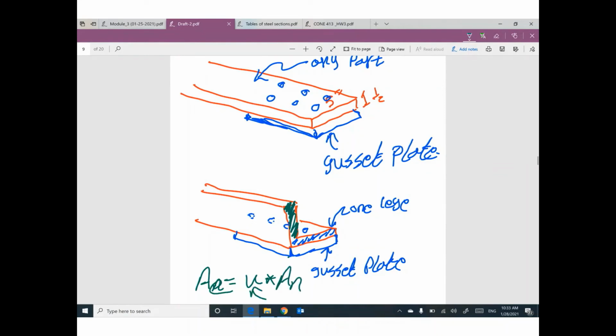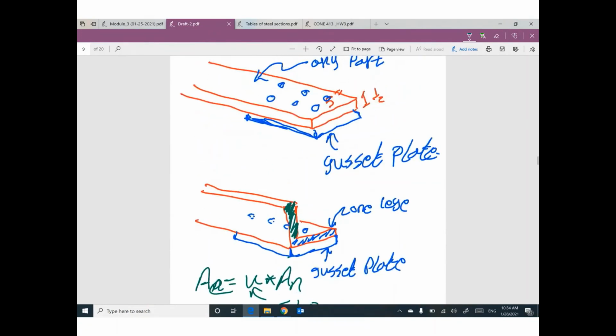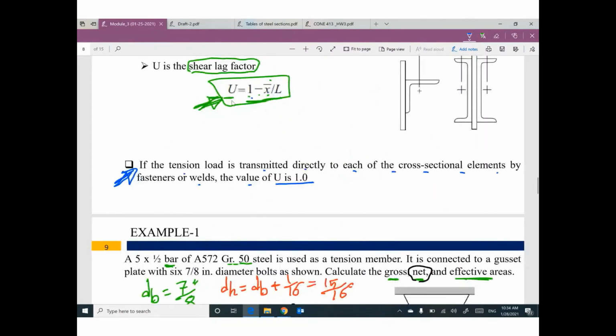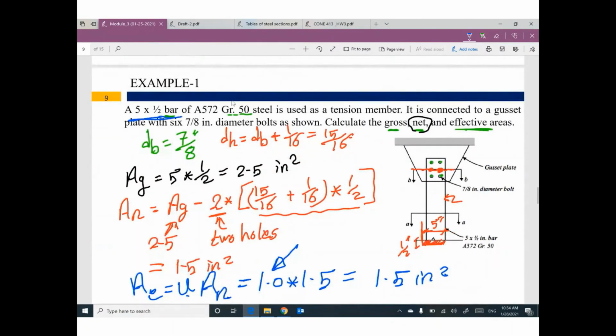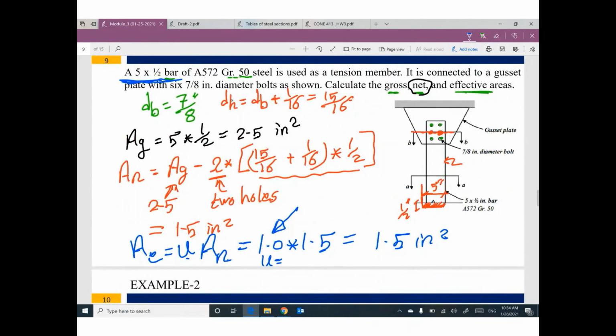And you have a value of U. Most of the time, this value is smaller than 1, like 0.9, 0.85, 0.75, 0.8 sometimes. But if the whole element of the cross section is connected to the gusset plate, U equals 1. That makes sense? So in this case we have a plate or bar. This bar is connected directly to the gusset plate, so U equals 1, and the area effective will be the same as area net.